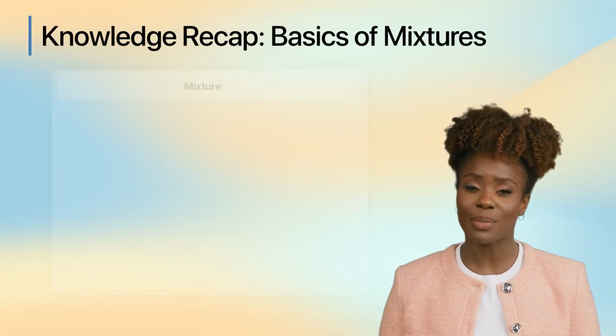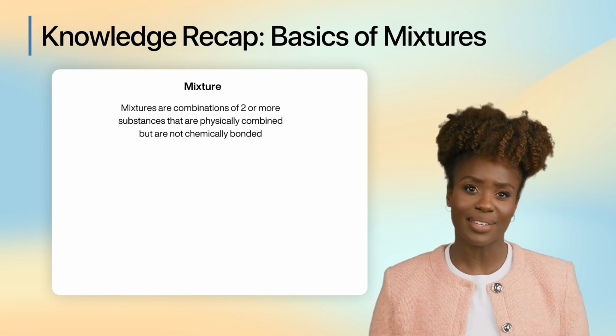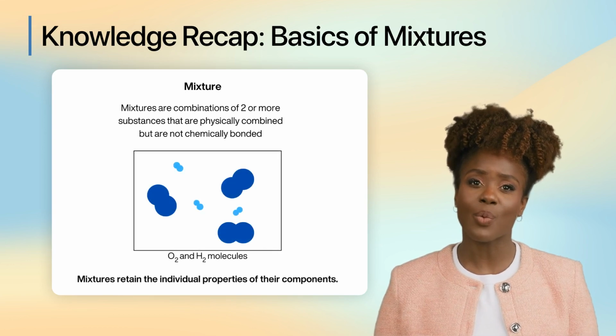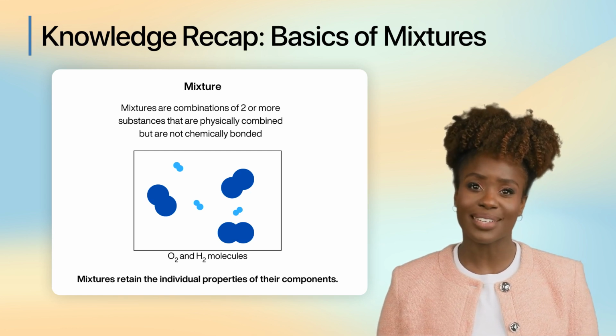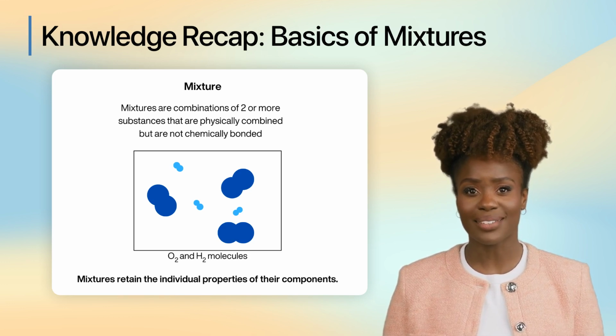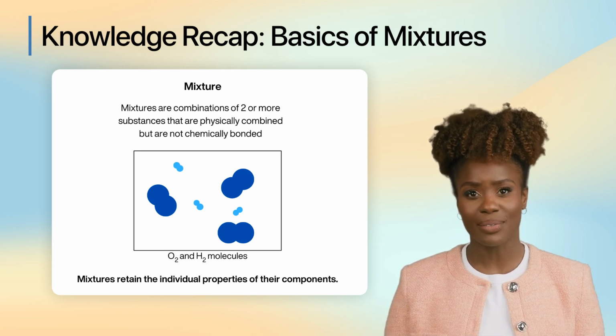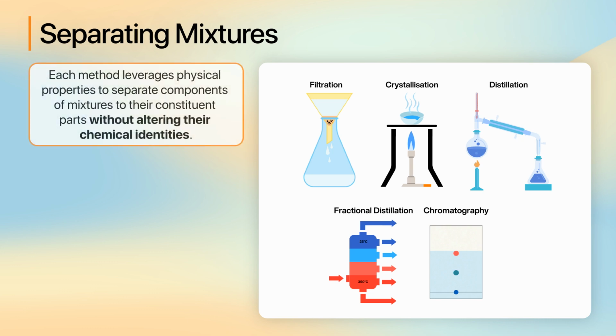So far, we have covered the basics of mixtures. We explored what they are and how they differ from pure substances, recognizing that mixtures contain two or more substances physically combined. Building on this foundation, today's lesson will further our chemical understanding by exploring how we can apply different techniques to separate and purify mixtures. We are going to look at 5 different methods of separation or purification. Each method leverages unique physical properties to separate components of mixtures to their constituent parts without altering their chemical identities.